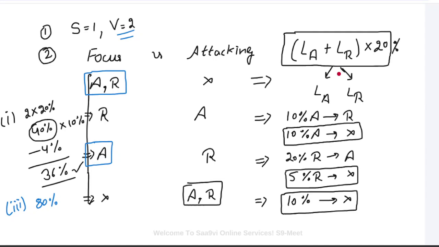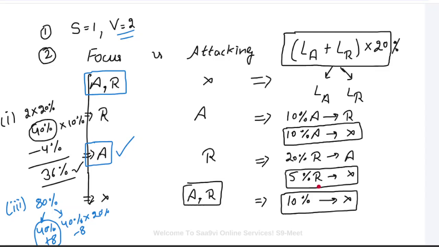But out of 80%, they're both going to get 40-40. Amaya also will get 40. Ramaya will also get 40. If I take the second case, now 20% of Ramaya is attacking, that means 20% of 40, that means 8%. So from here 8% minus, here 8% plus. So this became 48% now.